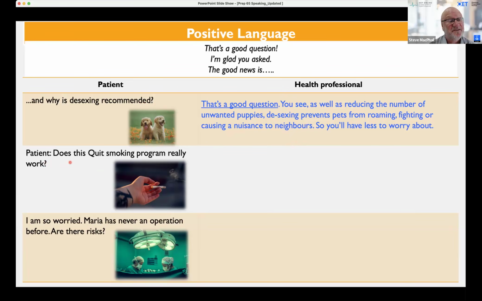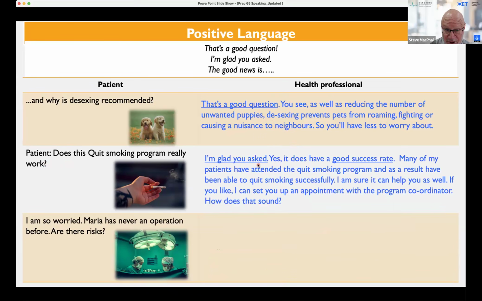Patient: Does this quit smoking program really work? I'm glad you asked. Yes, it does have a good success rate. Many of my patients have attended the quit smoking program and as a result have been able to quit smoking successfully. I'm sure it can help you as well. If you like, I can set you up for an appointment with the program coordinator. How does that sound?